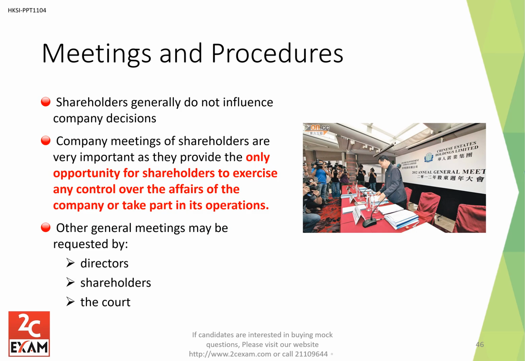If shareholders want to participate in the company's administration or decide who should run the company, what can they do? They can attend the annual general meeting of shareholders, which is the only opportunity to interfere with the company's operations. In addition to the general meeting, we can also influence the company's operations under specific circumstances, such as holding a special meeting in response to the request of directors, shareholders, or the court. However, this situation is not common.